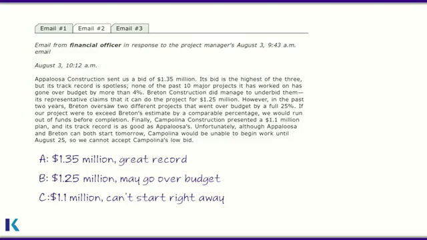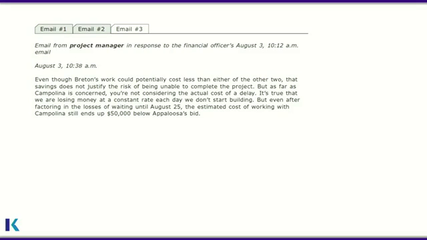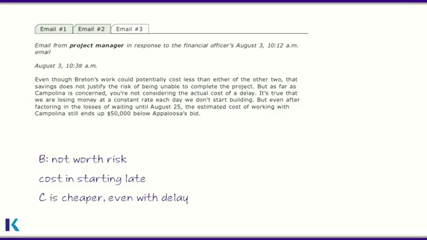Now, let's look at the last tab, email number 3. The project manager responded back to the financial officer, saying first that Breton is not worth the risk. Second, he confirms that there is a cost for delaying the start of construction. Last, the manager emphasizes that even when factoring in this cost, Campolina is still cheaper even with the delay. Don't jot down all the figures and calculations from the email. Save that for when you look at the statements and the questions.